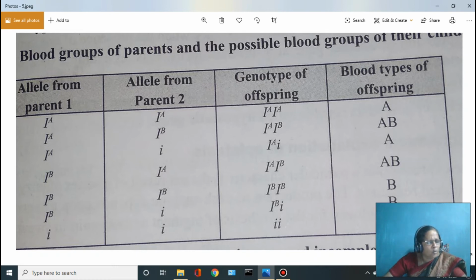So if a man homozygous for blood group A marries a woman with blood group O, all their children will have blood group A. If a man homozygous for blood group B marries a woman with blood group O, all the children will have blood group B. If a man homozygous for blood group A marries a woman homozygous for blood group B, all the children will have blood group AB. If a man heterozygous for blood group A marries a woman heterozygous for blood group B, their children may have all four blood types: A, B, AB and O.